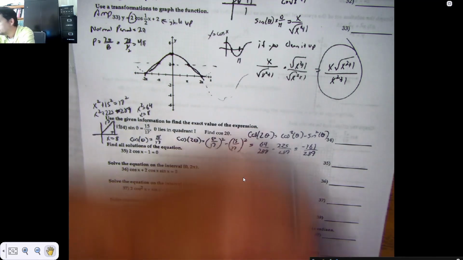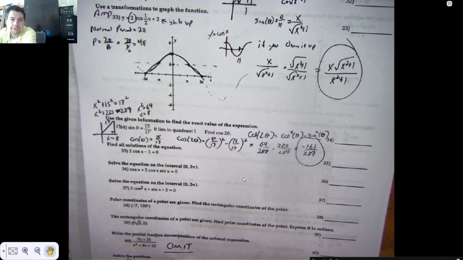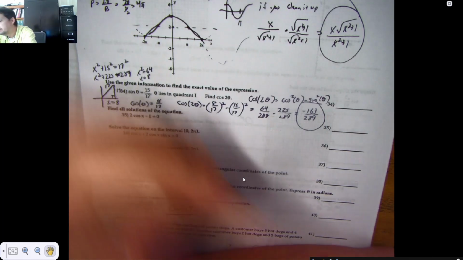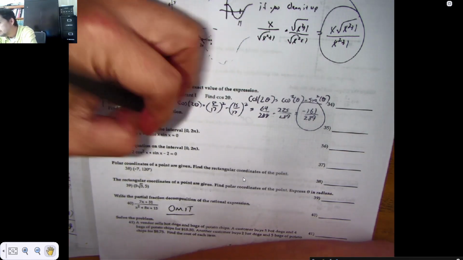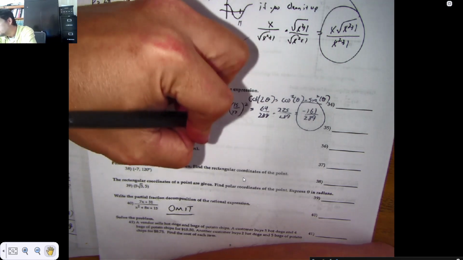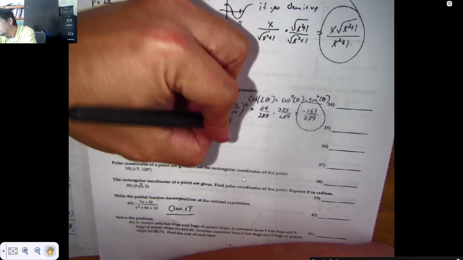Yeah, I think I'm thinking right. There you go. Find all solutions of the equation 2 cosine of x minus 1 is 0. Do the easy stuff. 2 cosine of x is 1. Cosine of x is a half.